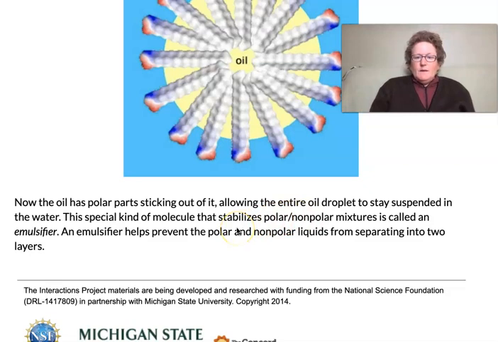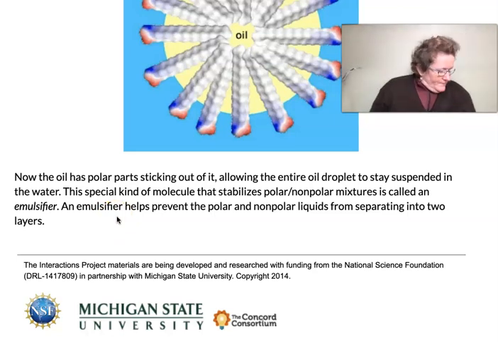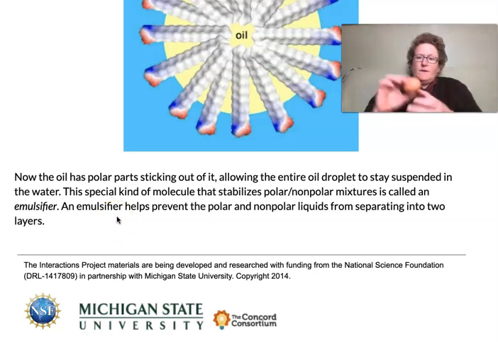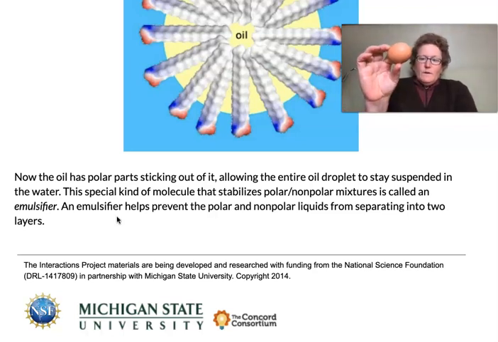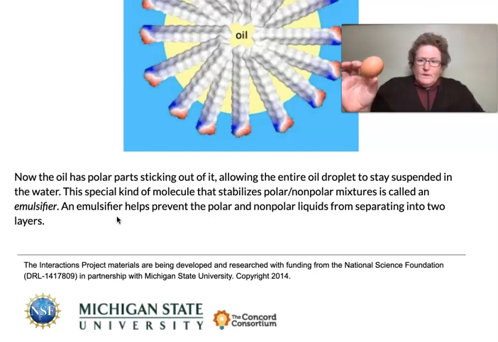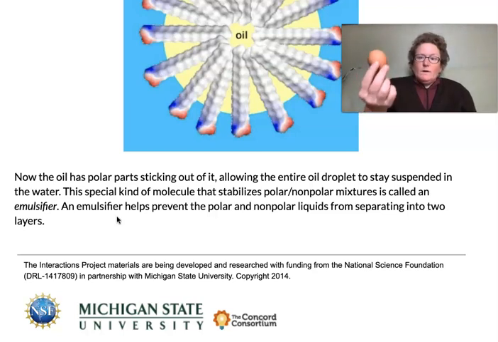This special kind of molecule that stabilizes a polar-nonpolar mixture is called an emulsifier. An emulsifier helps prevent the polar and nonpolar liquids from separating into two layers. We use a common emulsifier a lot when we bake. If you've ever made a recipe that called for oil and water, you probably put an egg in it. Or if you're vegan, maybe you put in a banana, and that gets the oil and water to mix when we are cooking.